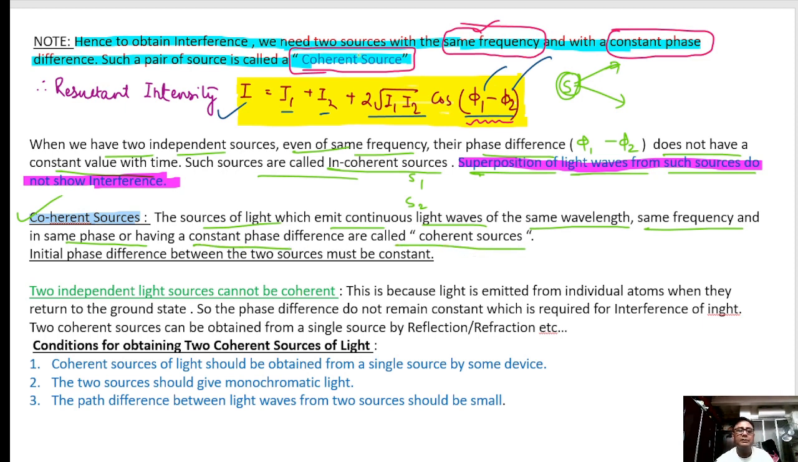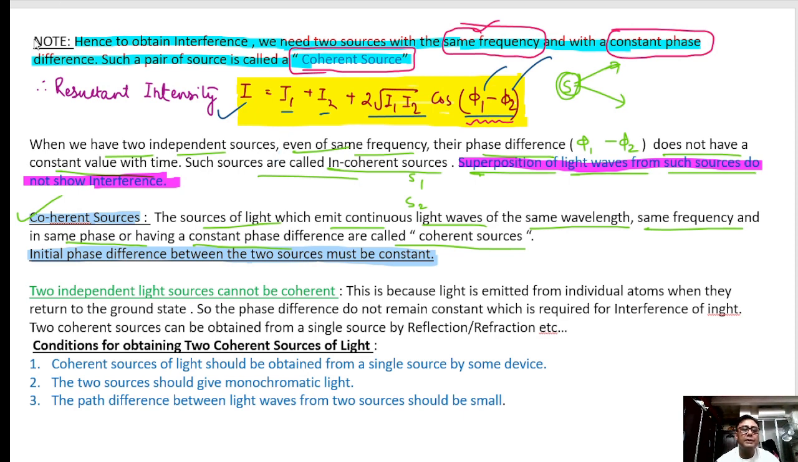So for interference, I need coherent sources. As you can see, it is written here that the phase difference between the two sources must remain constant. They should be of the same frequency, same wavelength, and the phase difference should remain constant.